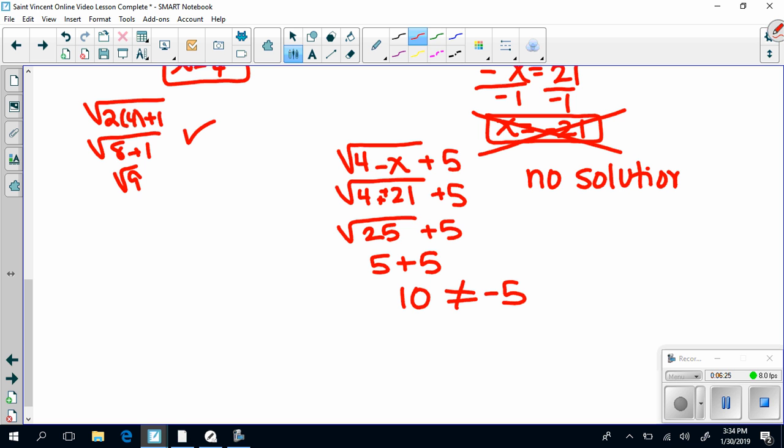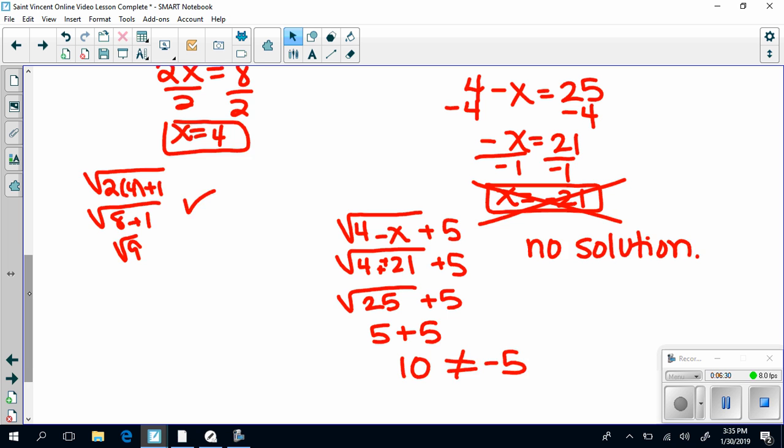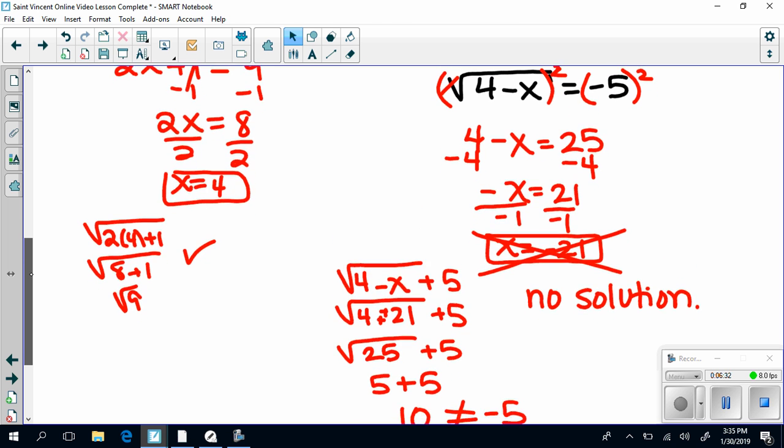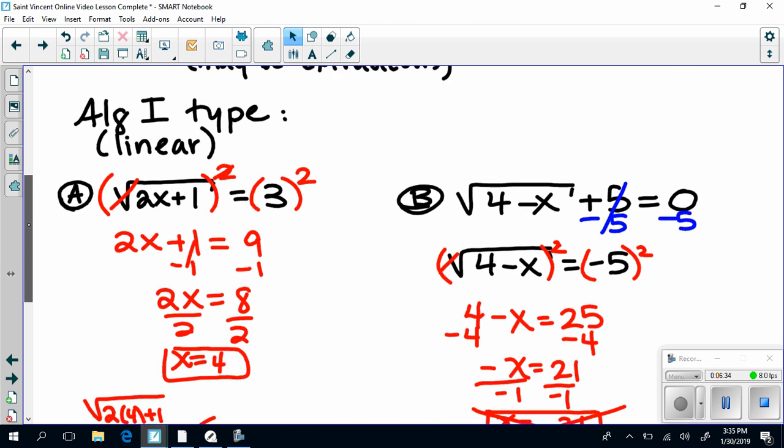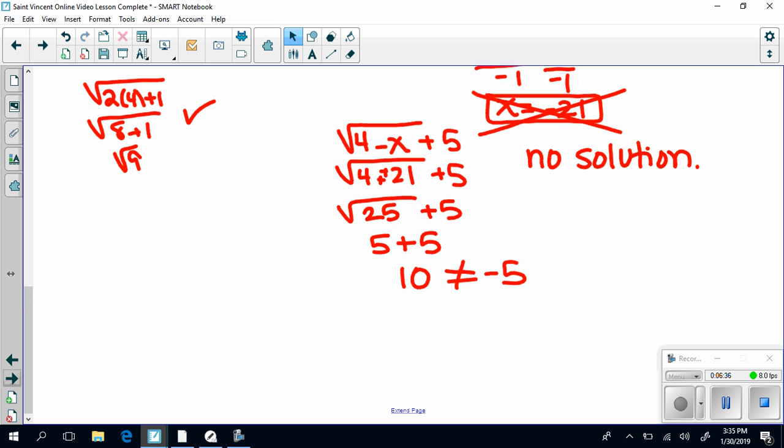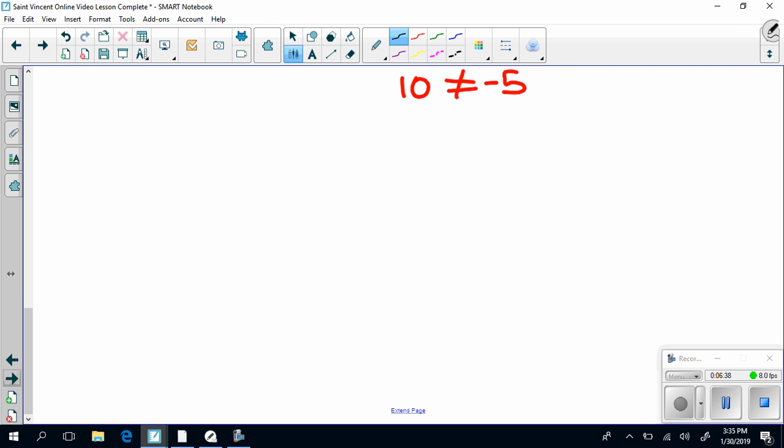Okay, so there can be extraneous solutions when you do these. Unfortunately, you do have to check. All right, so those would be the linear type, or the algebra 1 type. The next type are the algebra 2 type, or quadratic type.